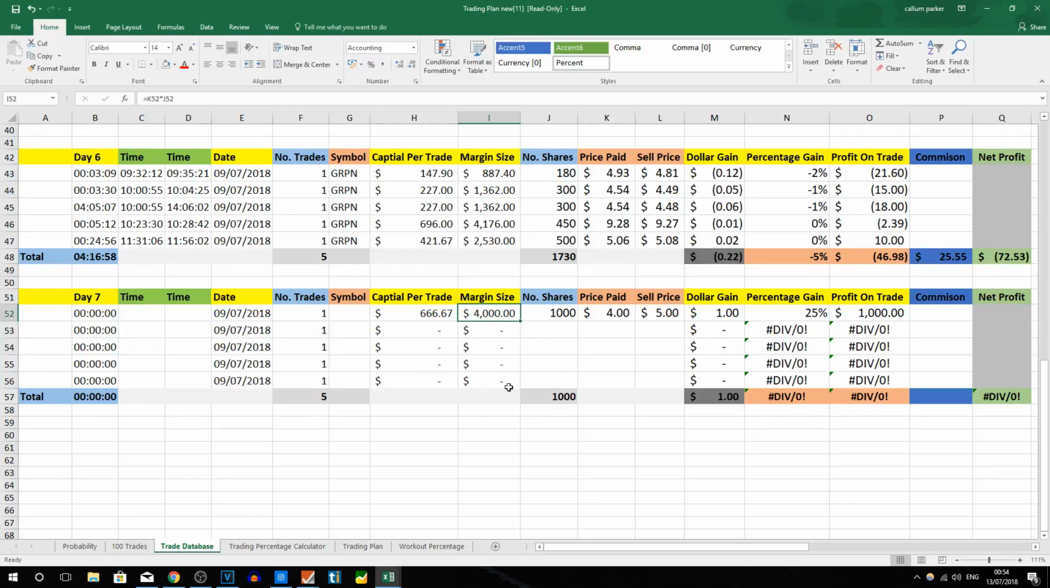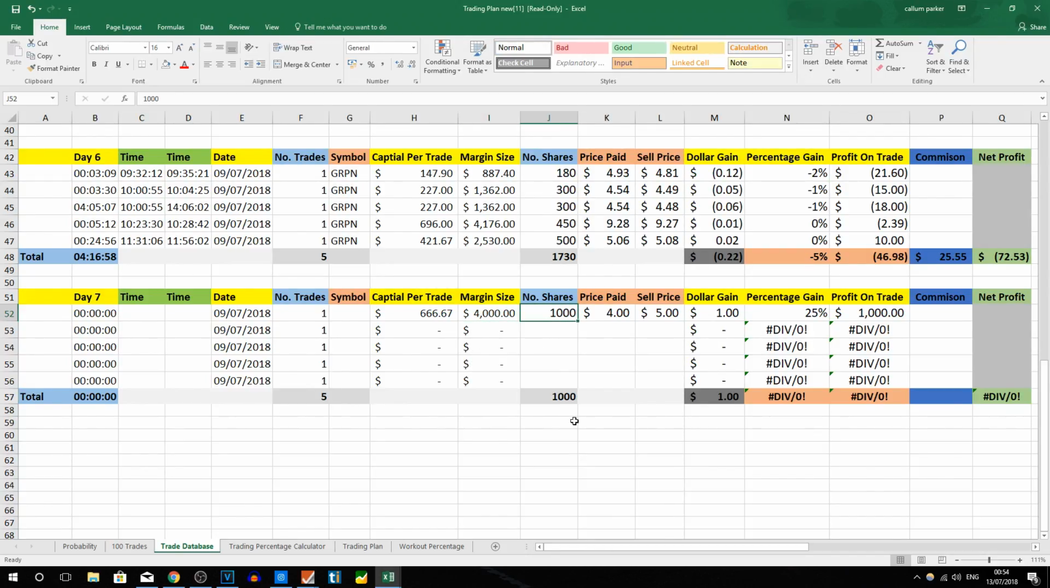So my margin is always 6 to 1, so that's why my capital per trade is that. I mean, it won't always be 6 to 1, it might be like 4 to 1, but I just use this as a rough idea. But this is basically the trade size, even though it says margin size, it's basically my trade size.